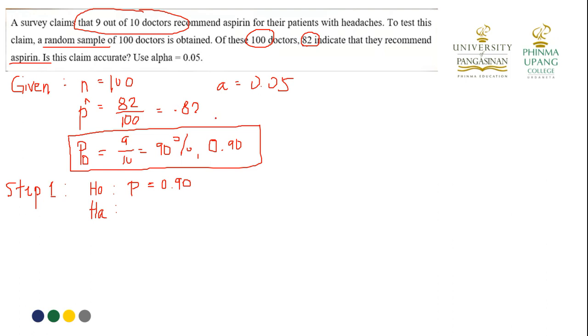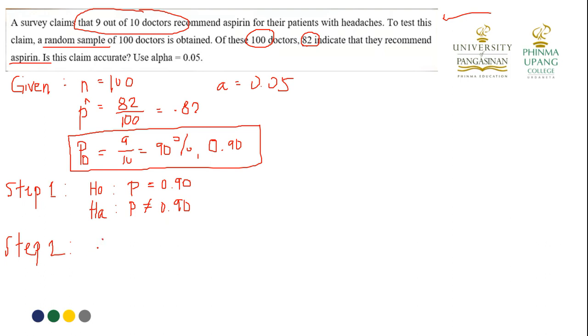Next, balikan nyo yung problem kung may direction o wala. Kung yung ibabalikan yung problem, walang direction na binanggit, sir. So, lagay natin dito, P is not equal to 0.90. So, 2 points na yan agad. So, punta tayo sa step number 2.